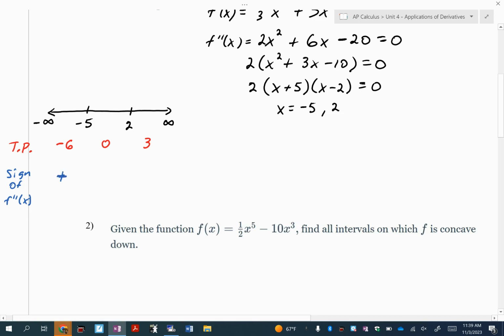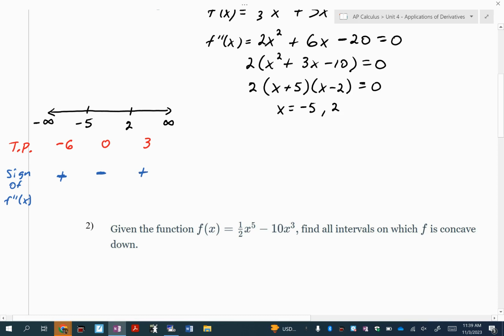Okay, let's plug in 0, or if you plugged in 1, you get the same thing. 0 plus 5, positive. 0 minus 2, negative. Positive times a negative. Negative. And last but not least, if I plug in that 3 or anything to the right of that positive 2, you should see everything is positive.